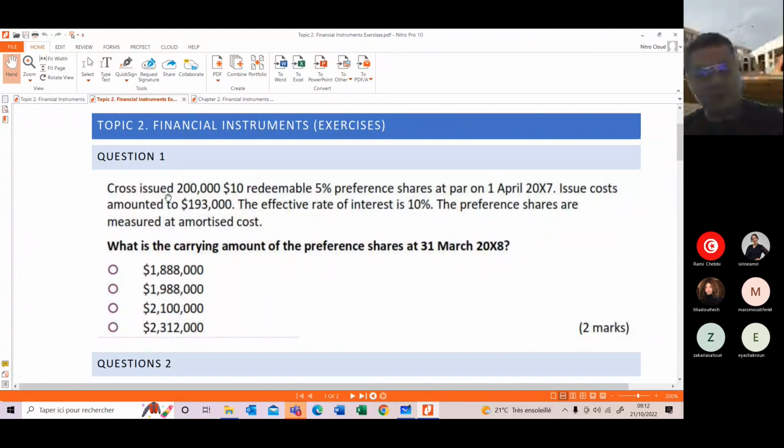It says that a company issued $200,000 $10 redeemable 5% preference shares at par on April 1st, 20x7. Issue cost amounted to $193,000. The effective rate of interest is 10%. The preference shares are measured at amortized cost. What is the carrying amount of the preference shares at March 31st, 20x8?